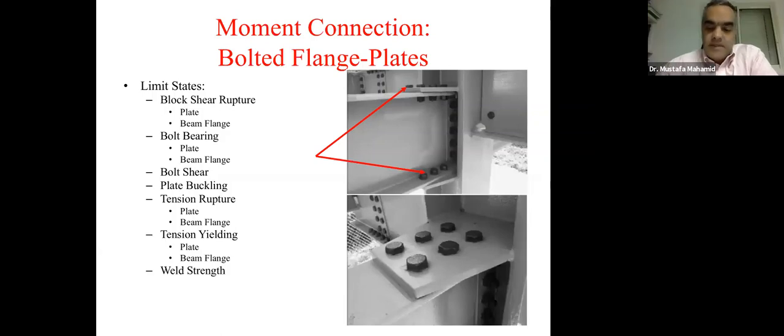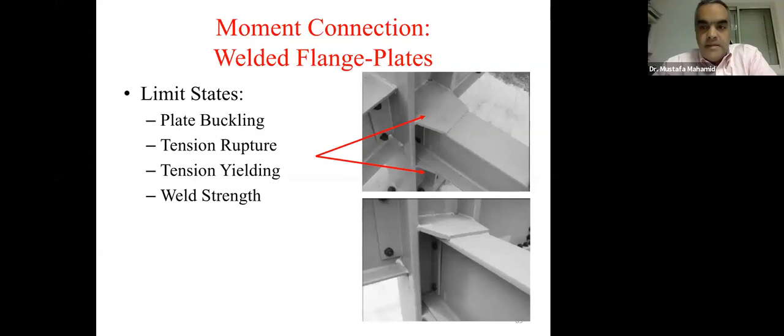And in some cases, it's parallel, as we will see in the all bolted double angle connection. So here, in this case, it's welded, as you can see. So we have fewer limit states that need to be covered: plate buckling, tension rupture, tension yielding, and weld strength. Okay, that's a welded flange plate moment connection.